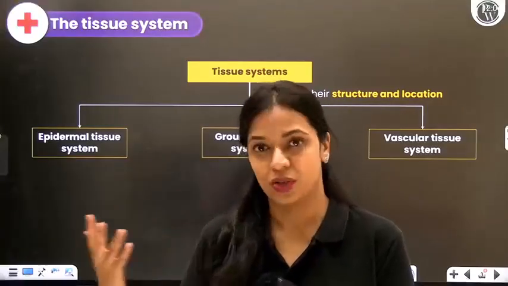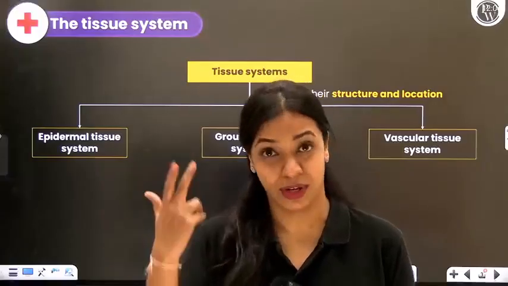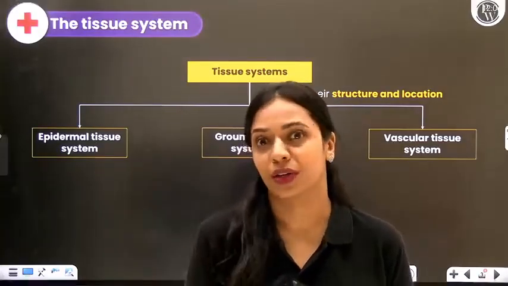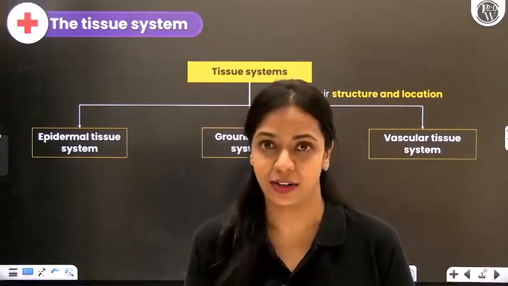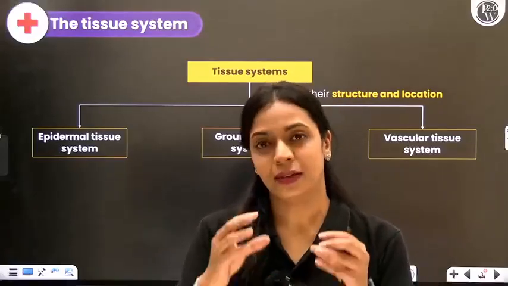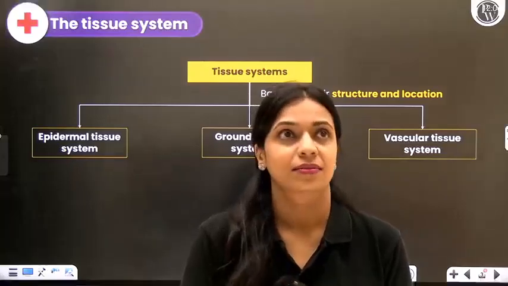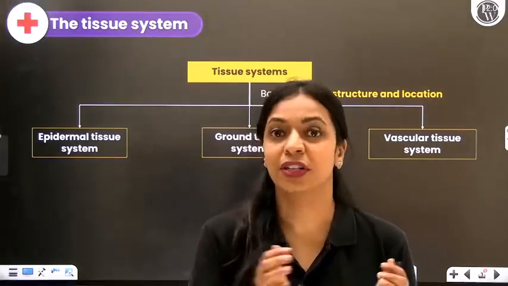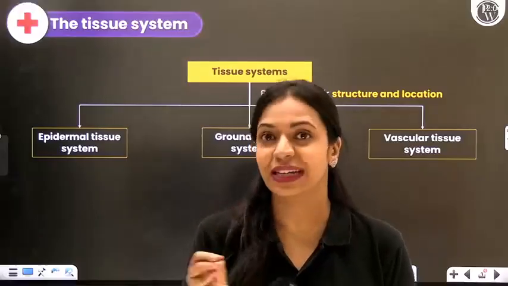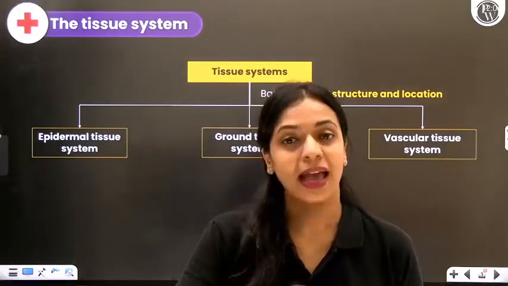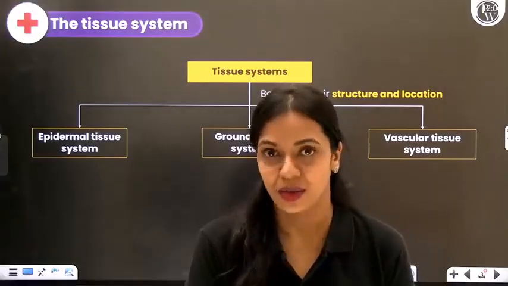In humans or in animals, you have organs like your stomach and your lungs and your heart and your kidneys and brain, all of that. But in plants, what are organs? Organs are your root, stem, leaves, flower, fruit, seed. These are the organs of a plant. So within these organs, there is a specific arrangement of tissues that we call tissue systems. We have three different types of tissue systems: epidermal tissue system, ground tissue system, and vascular tissue system.